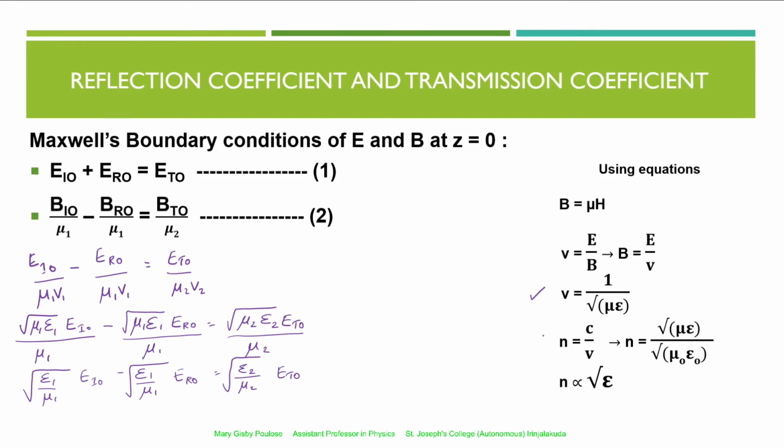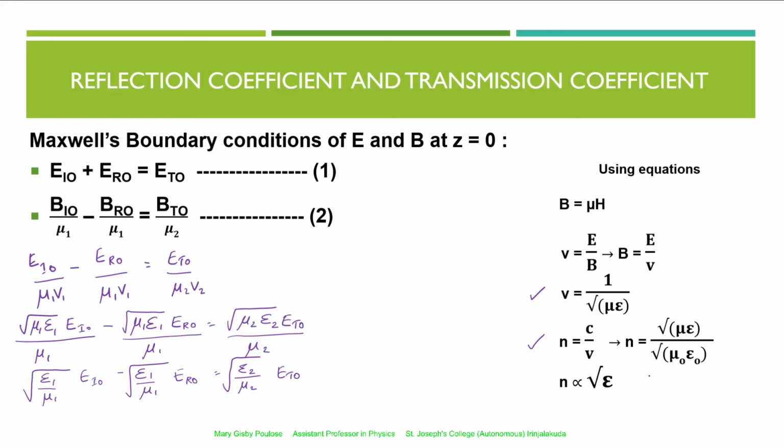Now, we have the relation: refractive index of the medium n is equal to c by v. c is the velocity of light in vacuum, v is the velocity of light in the medium. Now, representing this expression in terms of mu and epsilon, I can write refractive index n is equal to square root of mu epsilon divided by square root of mu naught epsilon naught.